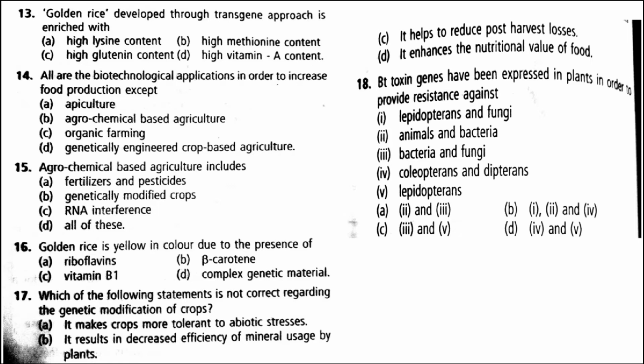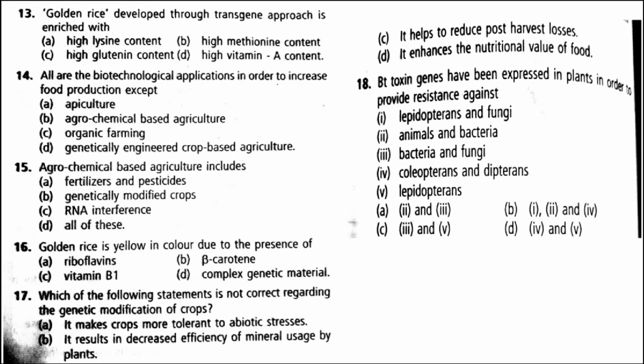Next, all are the biotechnological applications in order to increase food production except A. Apiculture, B. Agrochemical based agriculture, C. Organic farming, D. Genetically engineered crop based agriculture. Here the answer will be option A. Next, agrochemical based agriculture includes fertilizers and pesticides, genetically modified crops, RNA interference, and all of this. Here the answer will be option A.